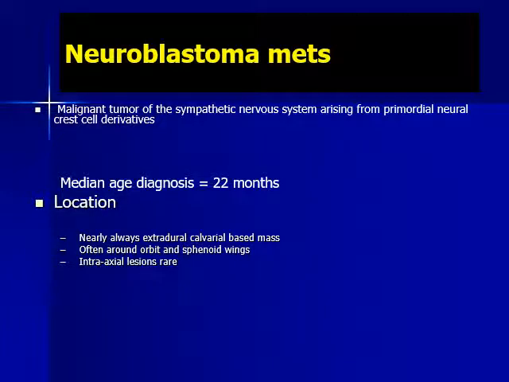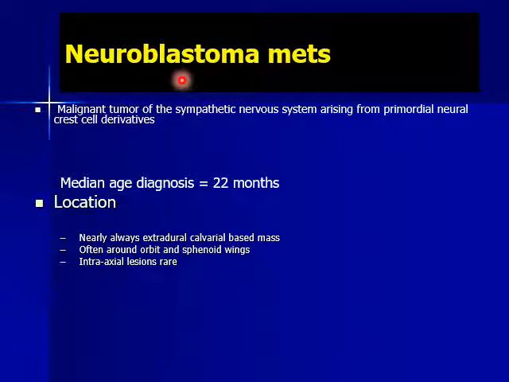This is a very characteristic appearance that you should remember. If you have a peripheral lesion involving the calvarium and meninges, especially nearby the sutures or nearby the orbit in a child, put in mind that it could be representative of a metastatic neuroblastoma. And this is a very common scenario.